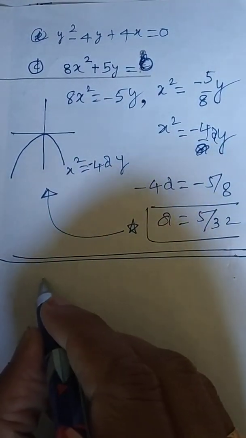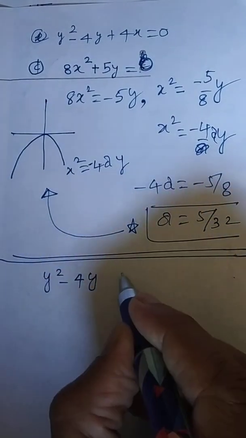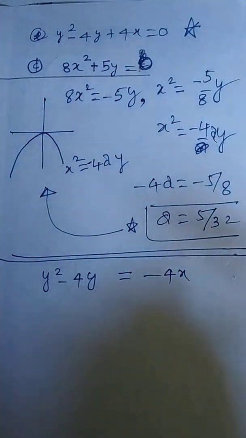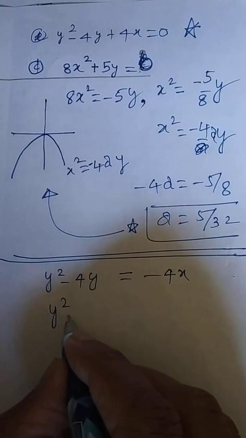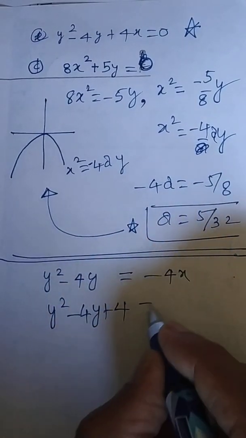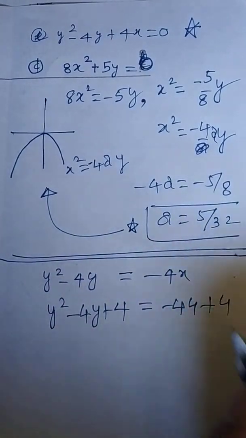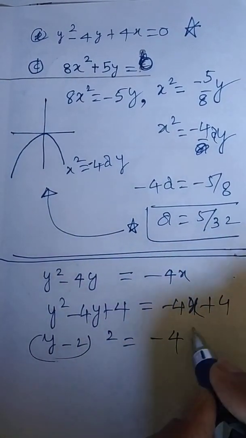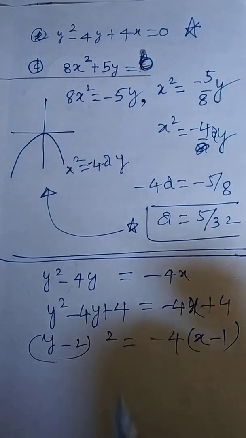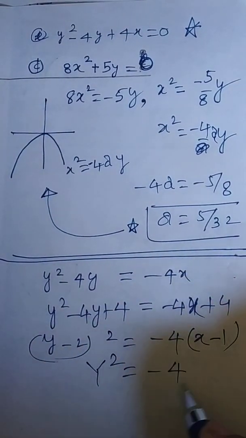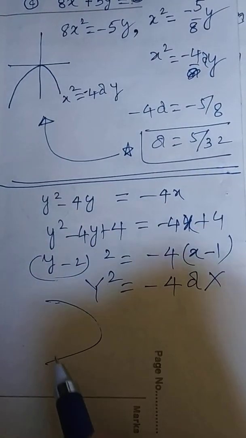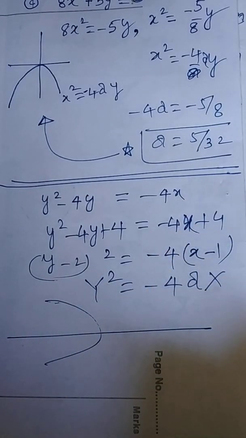Now last question, y square minus 4y will be equal to minus 4x. Do you remember? This question I am going to partly explain, not completely. Now completing square method. If you remember, I have added over here, it will be minus 4x plus 4. Now it is y minus 2 the whole square will be equal to minus 4. You can take out common, x minus 1. So this is the parabola of this type. Which type? Y square means it must be open left hand side parabola.